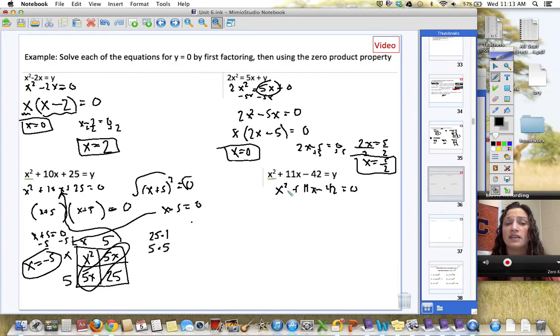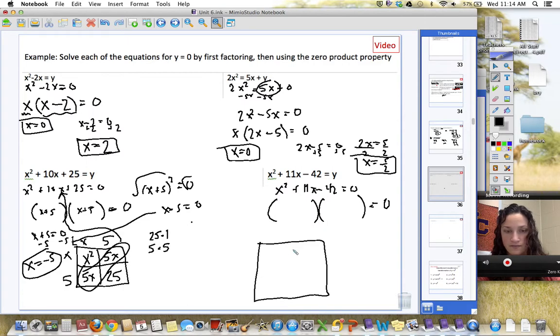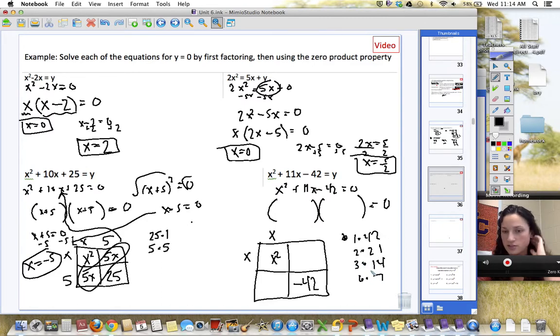Over here, again, I can't pull out an x because this 42 term doesn't have it. So that's where I'm going to want my factors. So I'm going to make that box. Again, I want this to say x squared, so this has to be x and x. This I want to be a negative 42. So I'm just going to look at factors, and I'm not going to count in the negative 42 right now. So I have 1 times 42, 2 times 21, 3 times 14, and then 6 times 7. Those are all my factors.